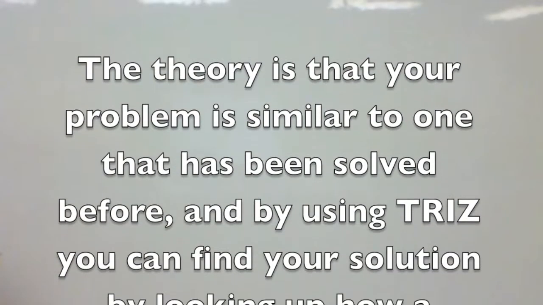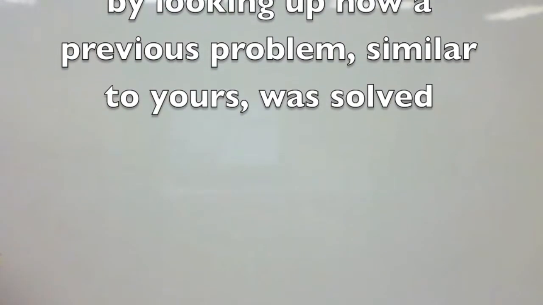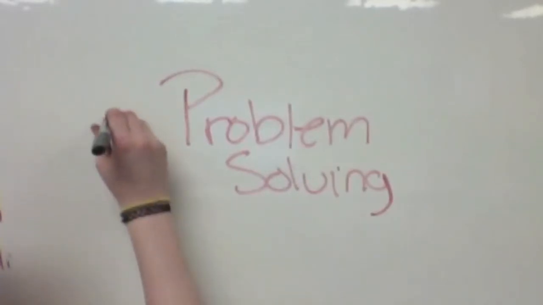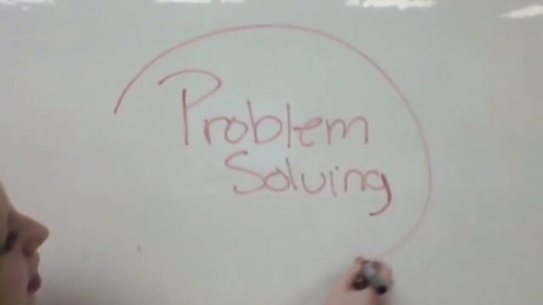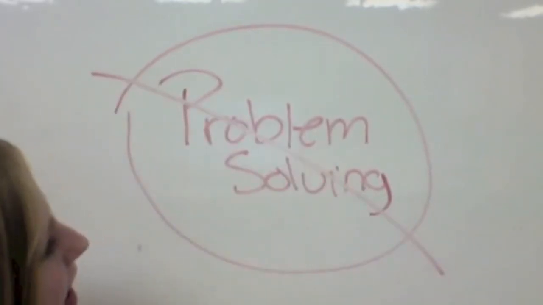The theory is that your problem is similar to one that has been solved before, and by using TRIZ, you can find your solution by looking up how a previous problem similar to yours was solved. The TRIZ theory was developed for problem solving because Genrich saw there was no other real method for inventing other than brainstorming. How to use the TRIZ matrix.